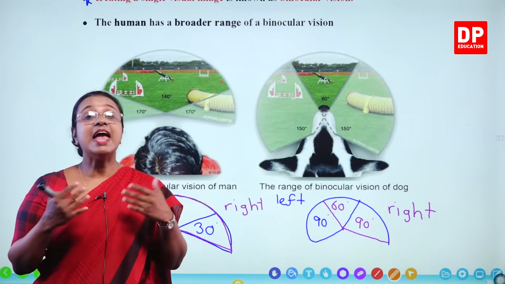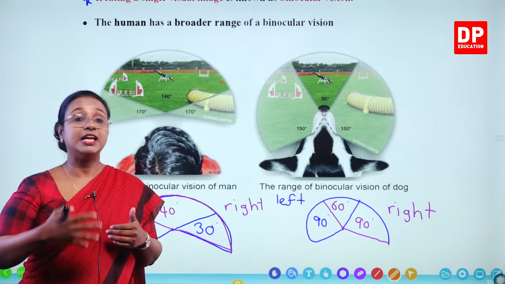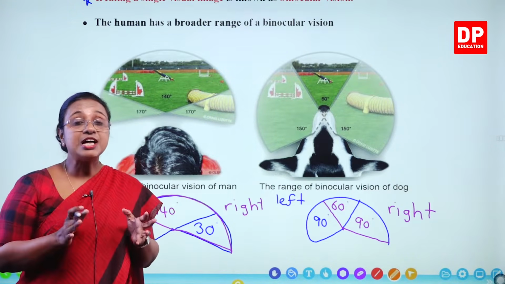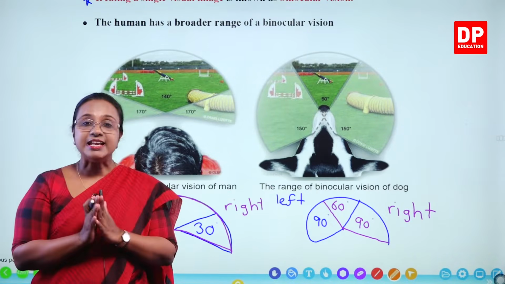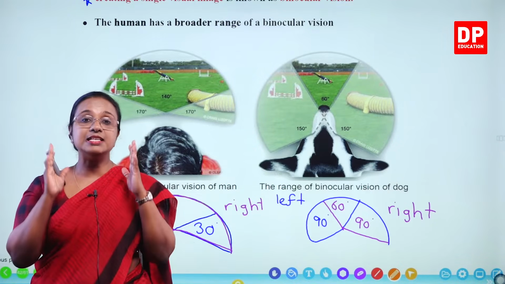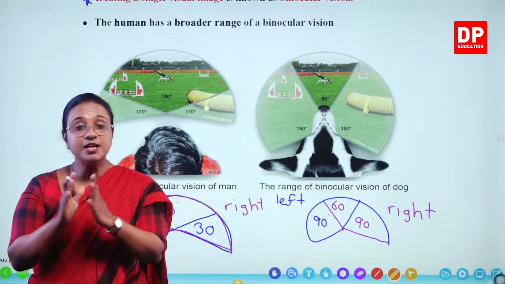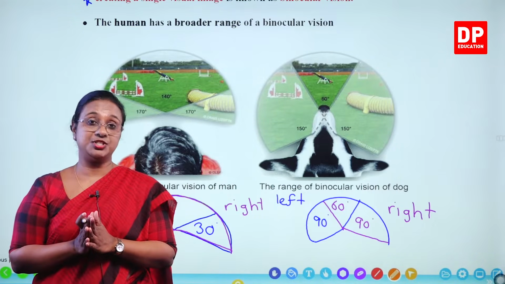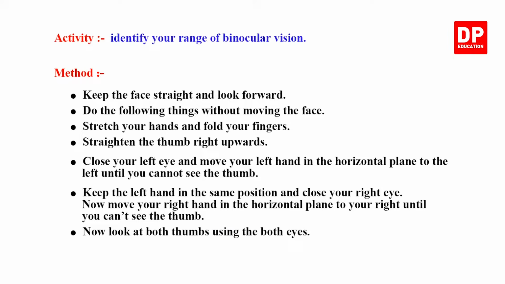This gives us an advantage. So the binocular vision gives us an advantage. It leads to the stereoscopic vision where we can judge the depth and the height of objects. So that is the advantage we have over some of the mammals that have their eyes located on either side of the skull. Because we have the eyes in front of the skull, that gives us a broader range of binocular vision. Now we will try to understand a little bit more about binocular vision.